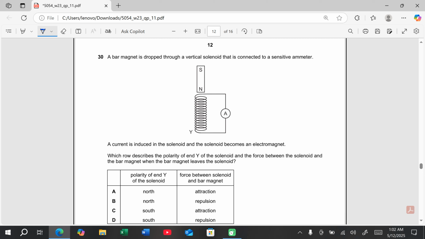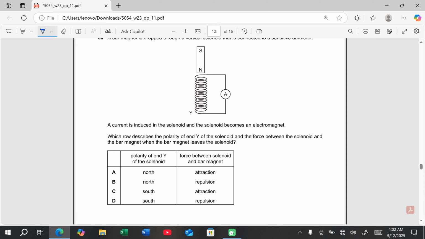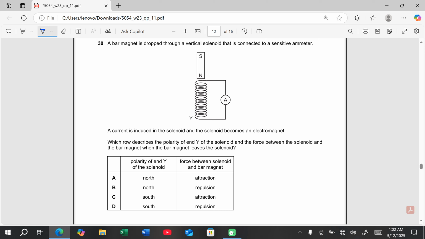The bar magnet is dropped through a vertical solenoid that is connected to a sensitive ammeter. The current is induced in the solenoid and the solenoid becomes an electromagnet. Which row describes the polarity of the end Y of the solenoid and the force between the solenoid and the bar magnet when the bar magnet leaves the solenoid? When it is going to leave the solenoid, according to Lenz's law, it will always be attracted, right?